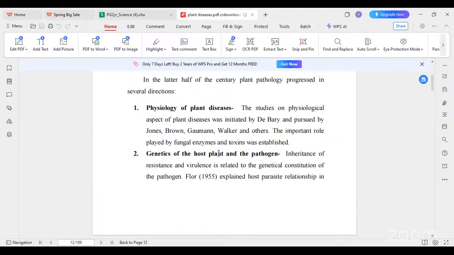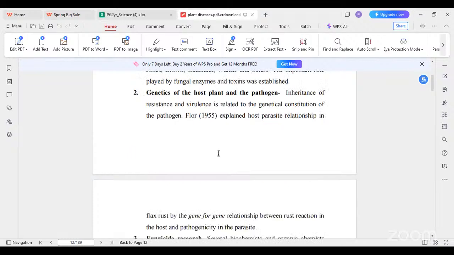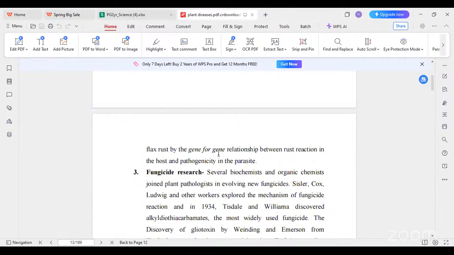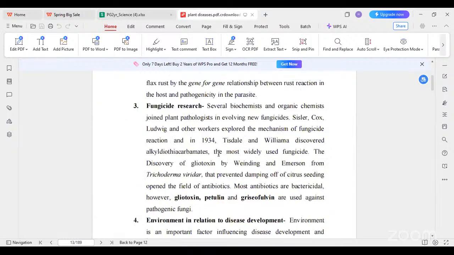The second one, genetics of the host plant and the pathogen: inheritance of resistance and virulence is related to the genetic constituents of the pathogen. Flor in 1955 explained the host-parasite relation in flax rust by the gene-for-gene relationship between rust reaction in the host and pathogenicity in the parasite.